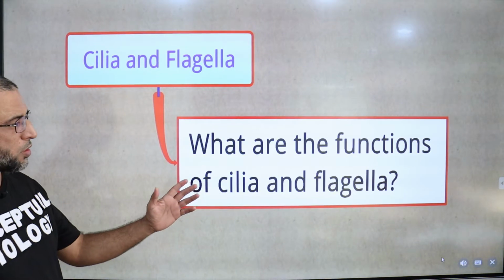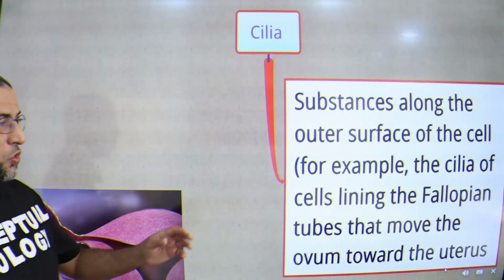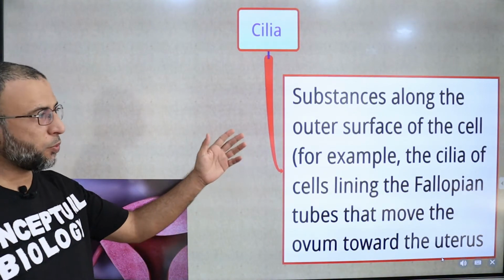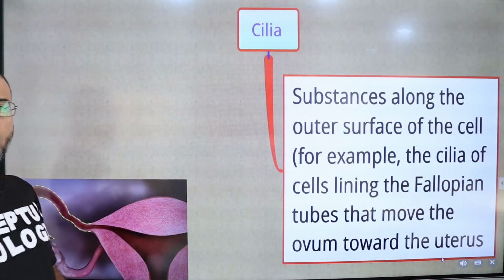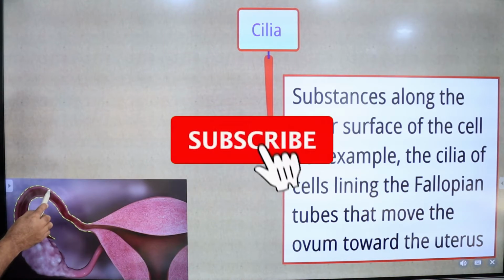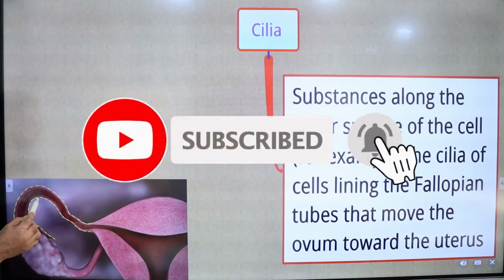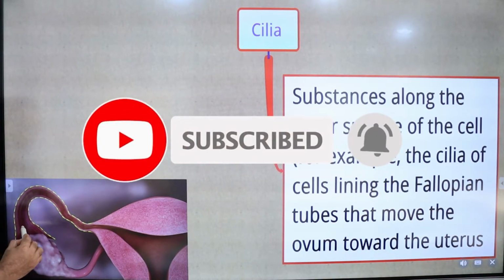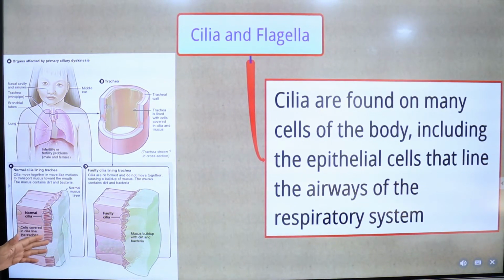What are the functions of cilia and flagella? Cilia play an important role in the movement of substances along the outer surface of the cell. So, the inner lining cells of the fallopian tube are ciliated, and these cells help to move the ovum towards the uterus. Cilia are found on many cells of the body, including the epithelial cells that line the respiratory passage.